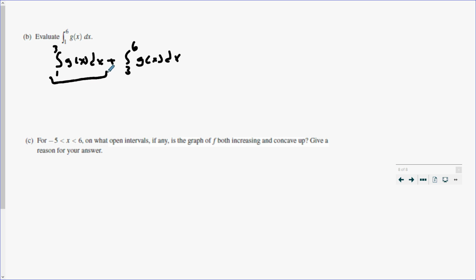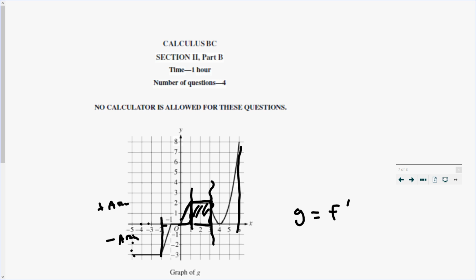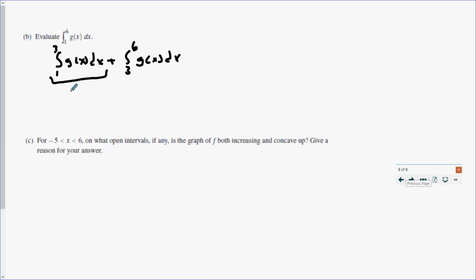Now the area from 1 to 3, that's just that rectangle. Let's take a look at it again. That's just this little rectangle right here. That's just 2 by 2.